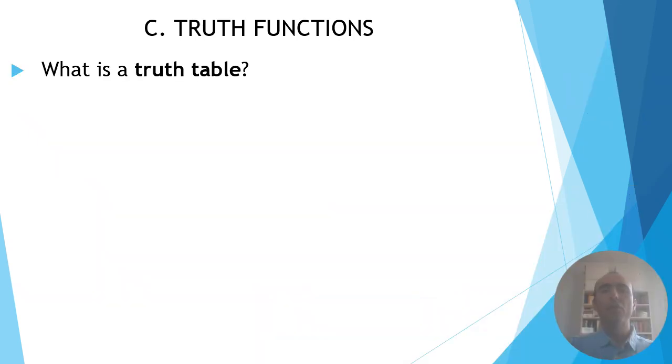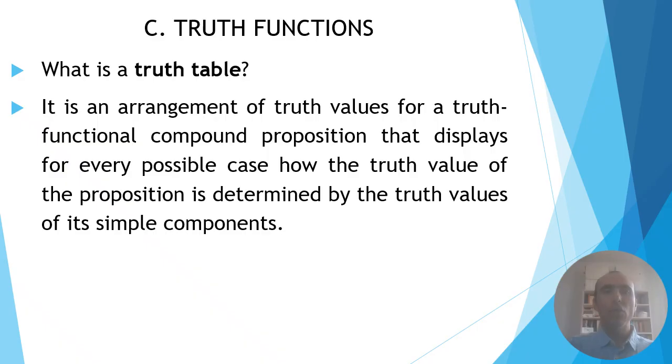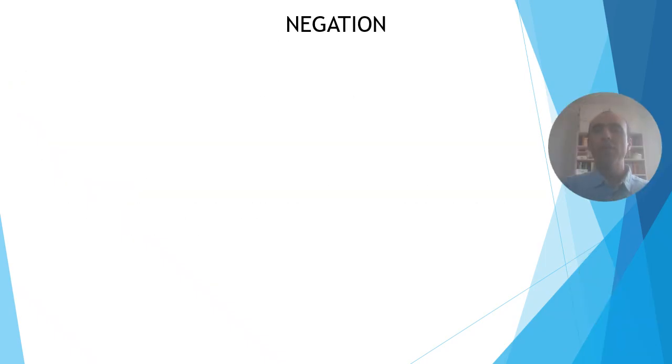Now, what is a truth table? It is an arrangement of truth values for a truth functional compound proposition that displays for every possible case how the truth value of the proposition is determined by the truth values of its simple components. Now we will study the truth table definition for each one of the logical operators.